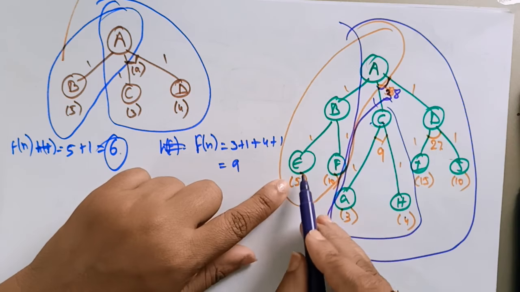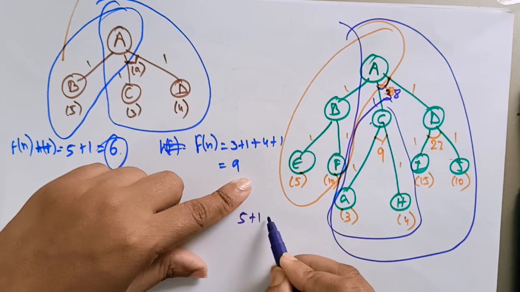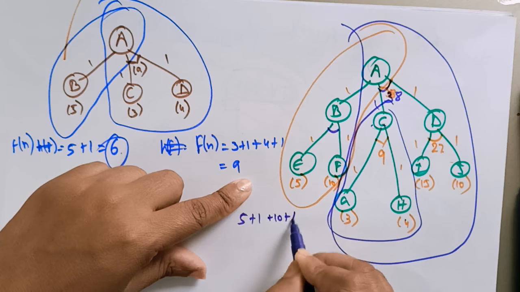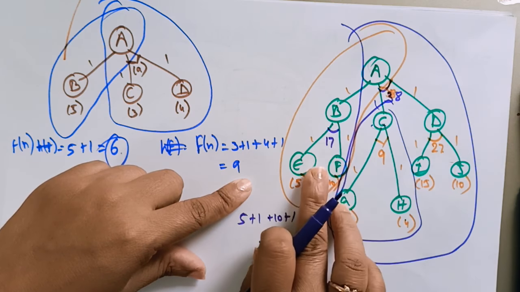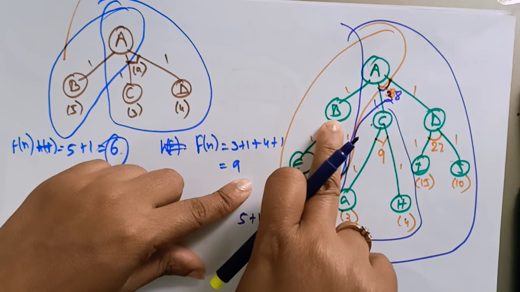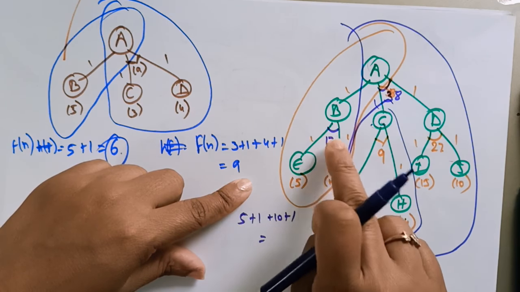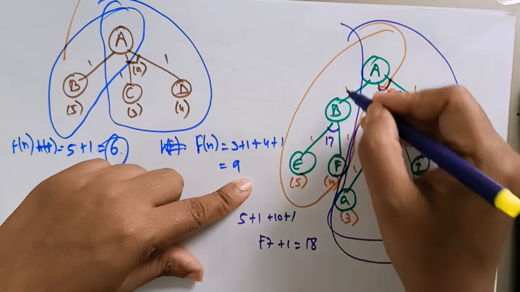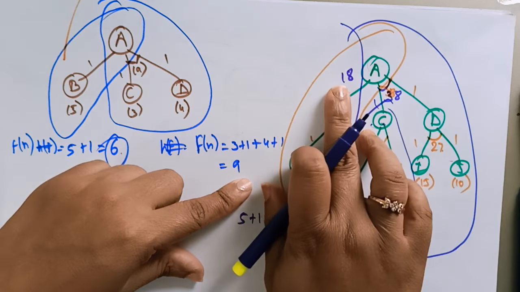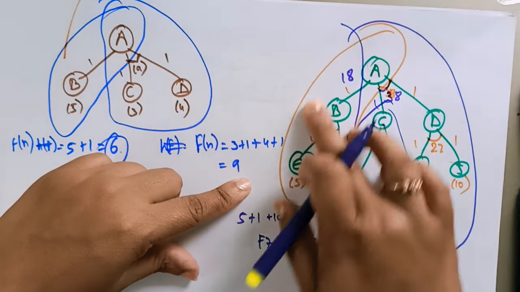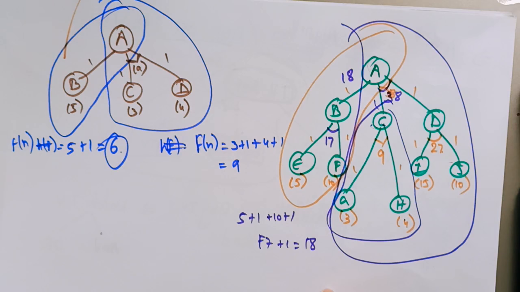And whereas here, 5 plus 1, 5 plus 1, and this is 10 plus 1. So in total you'll get 17 here. This is 17. And whenever these two work combinedly, then only you'll get this B value. So now 17 plus 1, 18. So here you got 18. So which one is the best path, 18 or 38? Obviously 18 is the best path for searching.